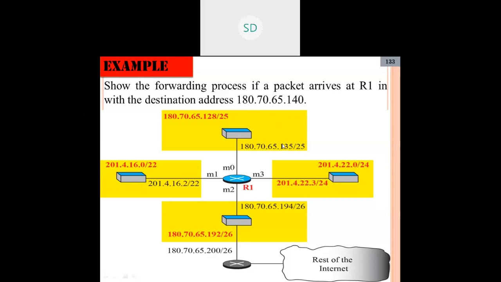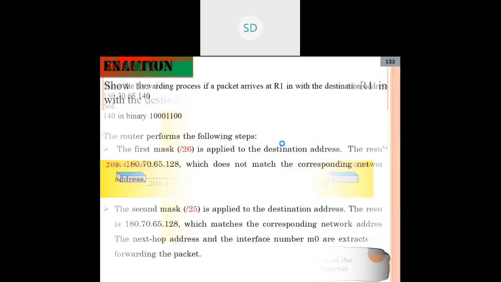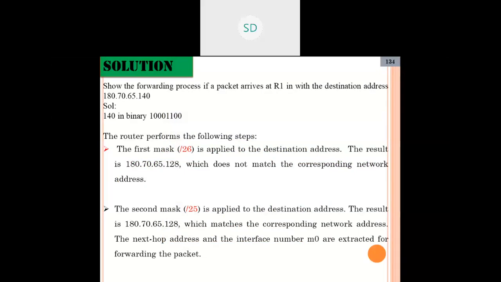In order to find out the forwarding process, we continue from the same. First, for this configuration, you have to write the forwarding table. Already we have written it in the previous slide, so I'll assume the same forwarding table. A packet has arrived with the destination address 180.70.65.140. What you do is represent this 140 in binary, which is 10001100.